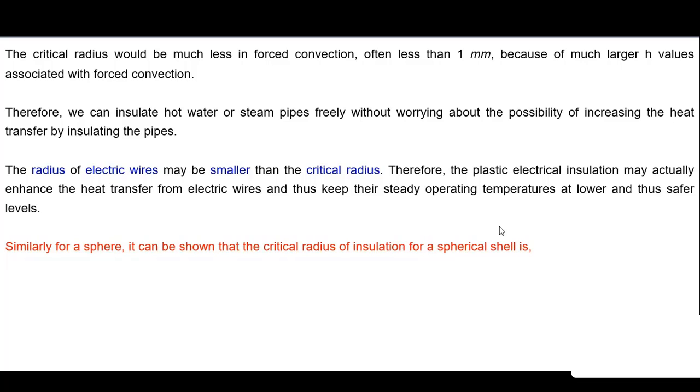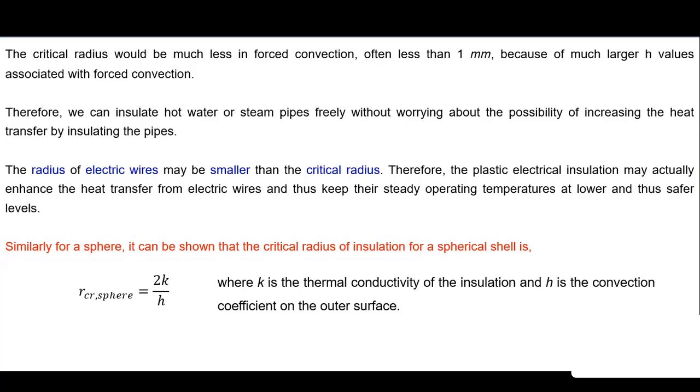So these are the significance points for the critical radius of insulation, and we can extend the same logic to a sphere. We can calculate the critical radius of insulation for a spherical shape in the same fashion as was done for the cylindrical shell, and it is 2k upon h. It was k upon h only for a cylinder. Now it is 2k upon h for a sphere, where k is the thermal conductivity of insulation and h is the outside heat transfer coefficient.